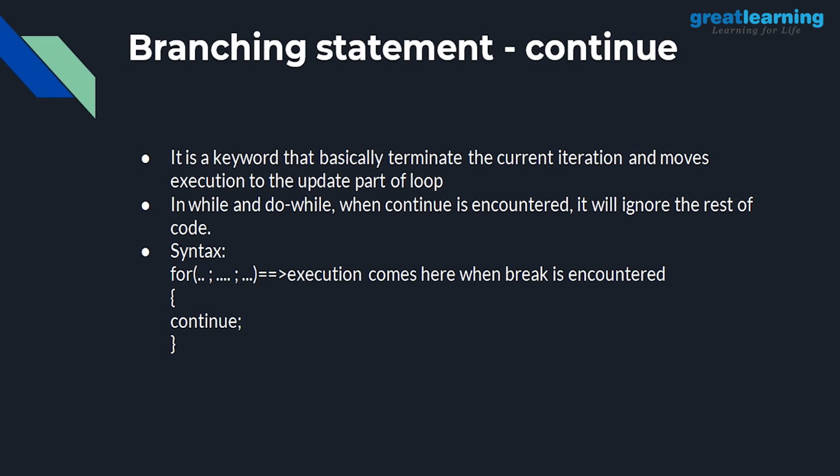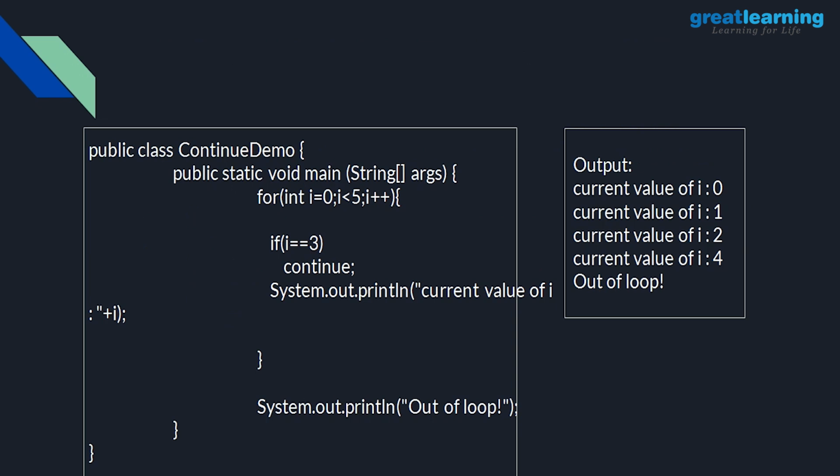Then it checks the condition and continues again. Okay, this is the continue branching statement. Now let's see the demo. We have already seen the demo. This is just for your remembrance, for you to understand the code if you somehow skipped something. So this is the demo of continue.